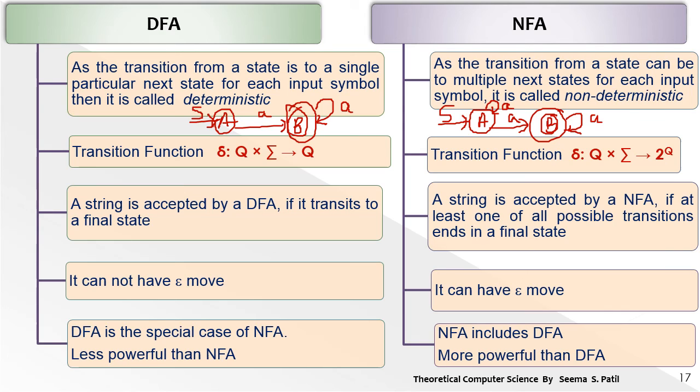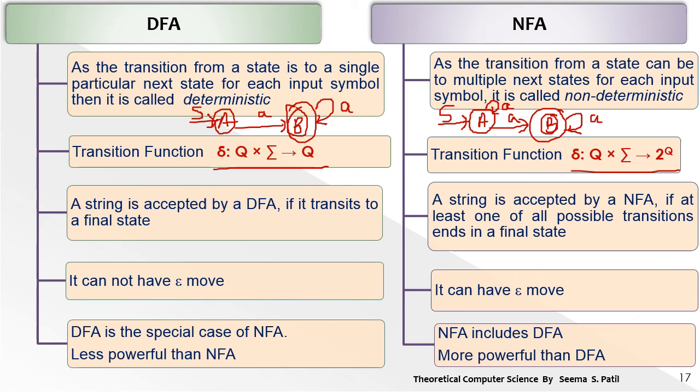Now the transition function for the DFA is delta colon Q cross sigma tends to Q. Here Q means the set of states, and sigma means the input set. Delta is the transition function. For the NFA, the transition function is delta colon Q cross sigma tends to 2 raised to Q, as there can be any number of links for each input symbol. This function is like this.